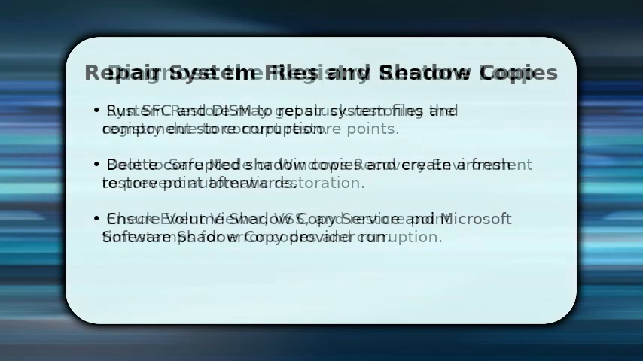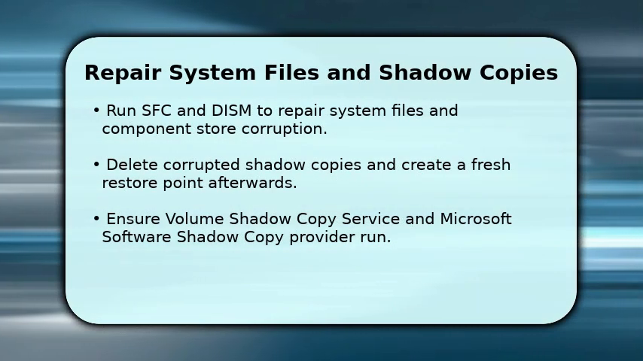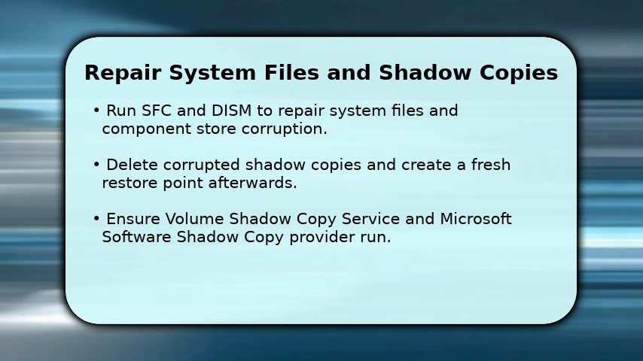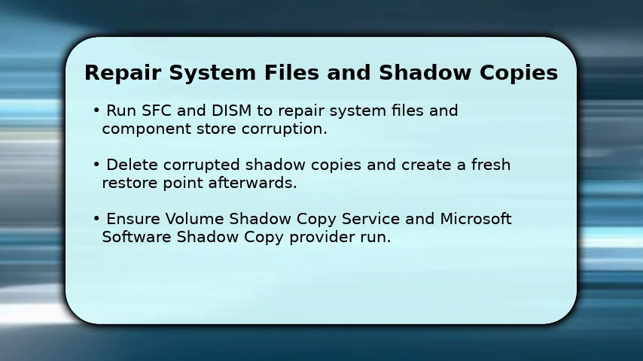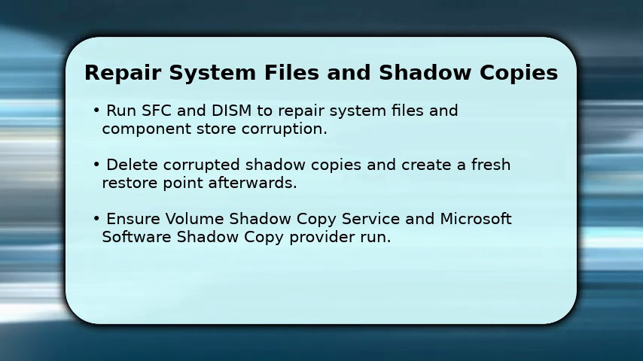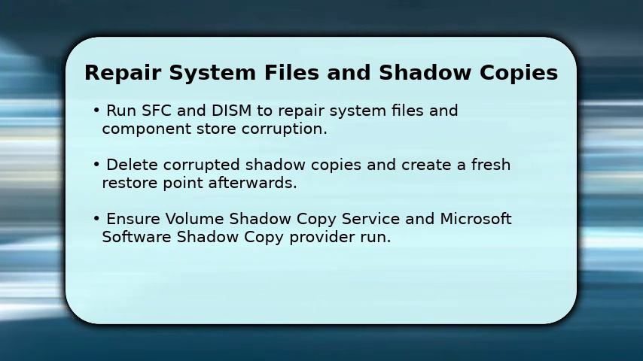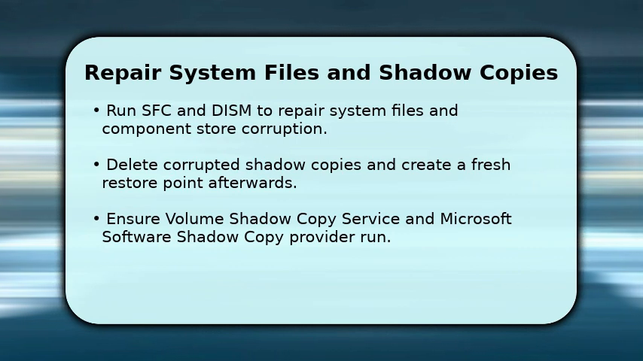Run sfc /scannow to repair protected system files, and then run DISM /RestoreHealth. These commands fix missing or corrupted DLLs that break registry restore functionality. Use vssadmin list shadows and vssadmin delete shadows to remove corrupted shadow copies carefully. Restart the Volume Shadow Copy Service and the Microsoft Software Shadow Copy Provider Service. After repairs, create a fresh restore point and verify it completes without errors using System.